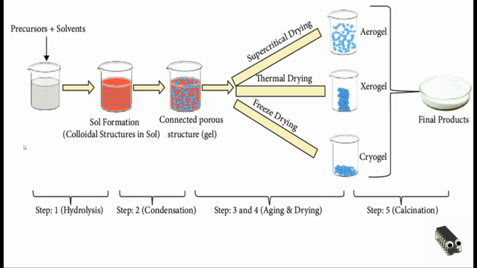Well, the sol gel method is a chemical process for creating nanoparticles by transforming a liquid solution into a solid gel. In this video we will look at the general overview of this process.